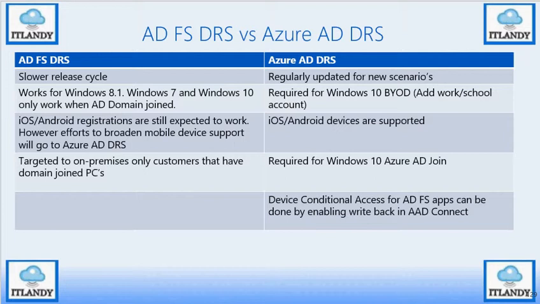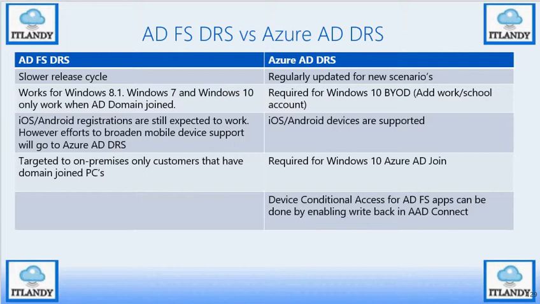Now, moving to the cloud, you can see iOS and Android devices are supported. It does target on-premise only with ADFS with domain joined, whereas cloud Azure requires only Windows 10 Azure AD joined, and you can leverage device conditional access within Azure by enabling write back with Azure AD Connect.